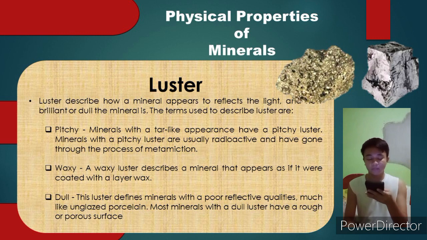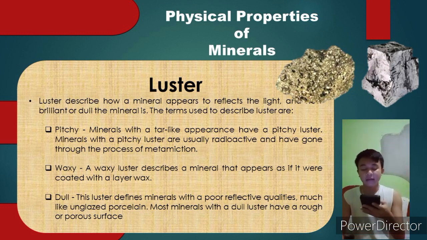Next is pitchy. Minerals with a tar-like appearance have a pitchy luster. Minerals with a pitchy luster are usually radioactive and have gone through the process of metamictization. Next is waxy. A waxy luster describes a mineral that appears as if it were coated with a layer of wax. And last but not the least, is dull. This luster defines minerals with poor reflective qualities, much like unglazed porcelain. Most minerals with a dull luster have a raw or porous surface.